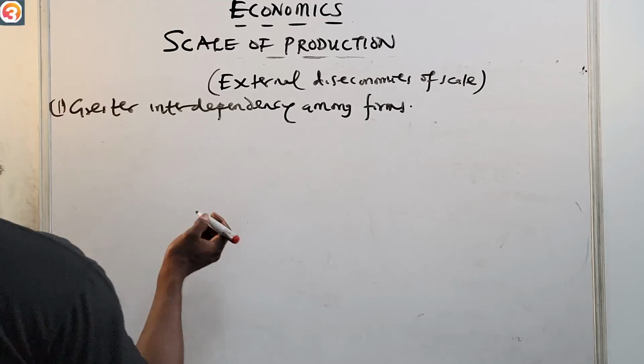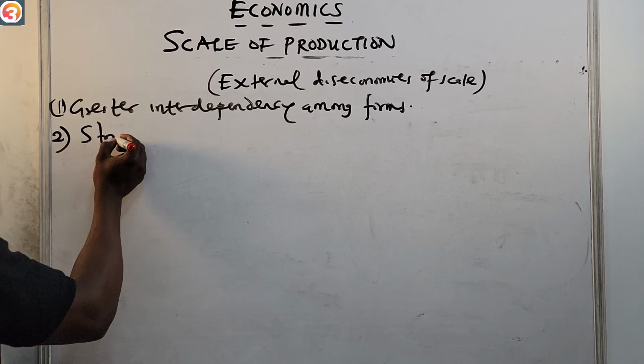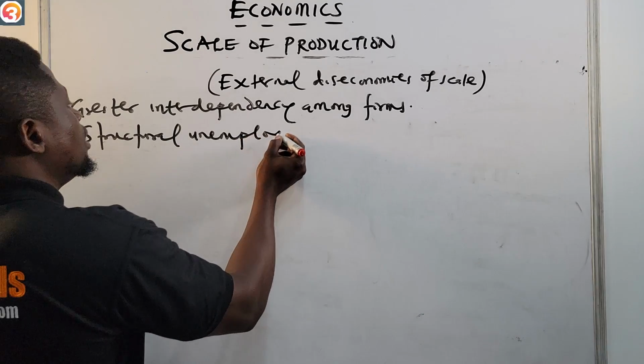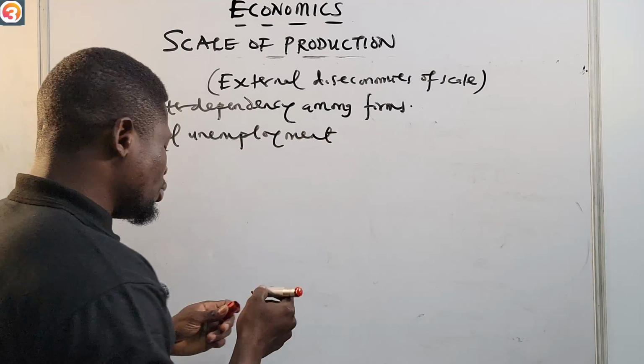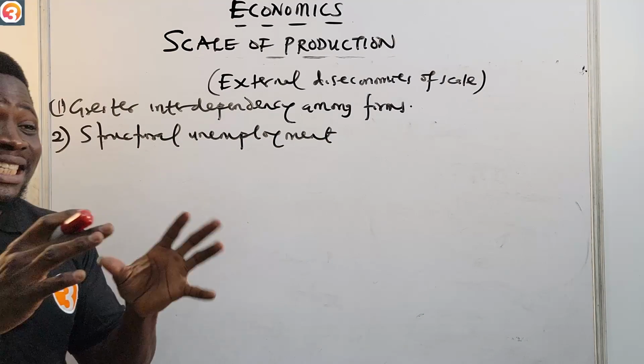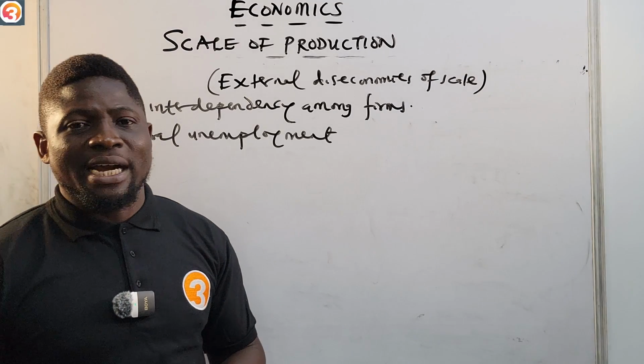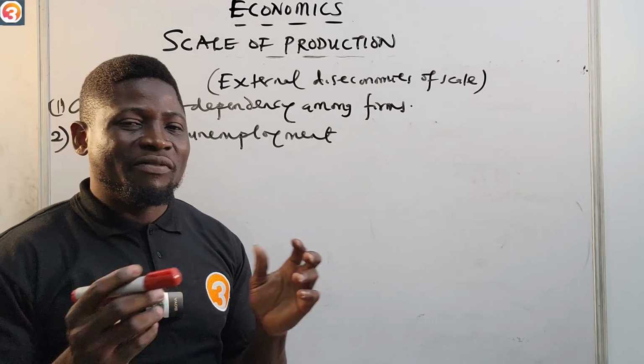Then number two, structural unemployment. This happens when there's a change in demand for the firm's product. It leads to structural unemployment, when there's a change in demand for the firm's product.